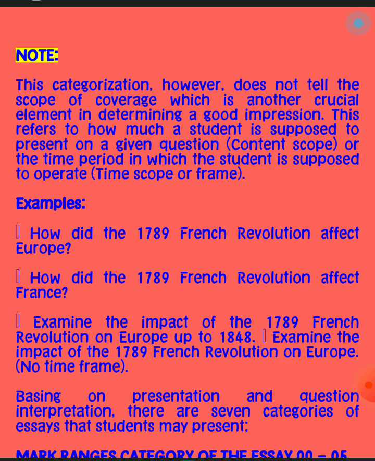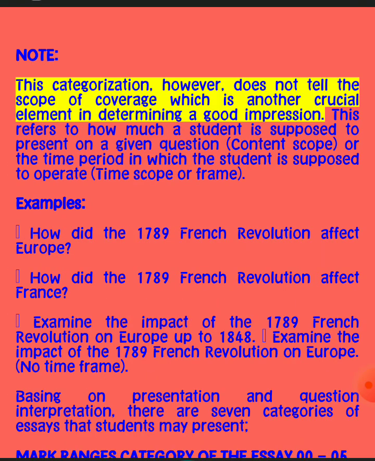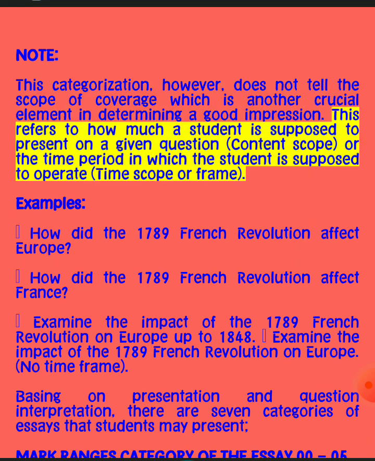Note: this categorization, however, does not tell the scope of coverage, which is another crucial element in determining a good impression. This refers to how much a student is supposed to present on a given question, the content scope, or the time period in which the student is supposed to operate, the time scope or frame.